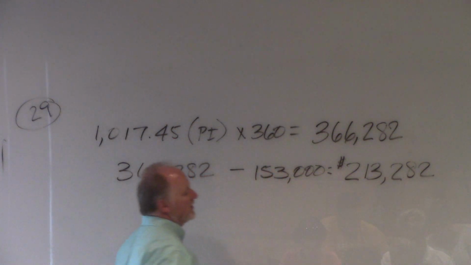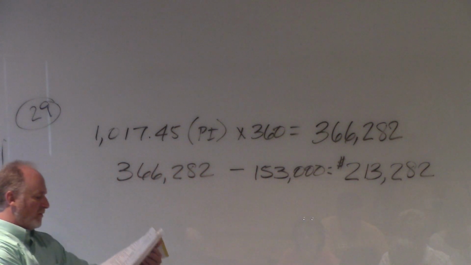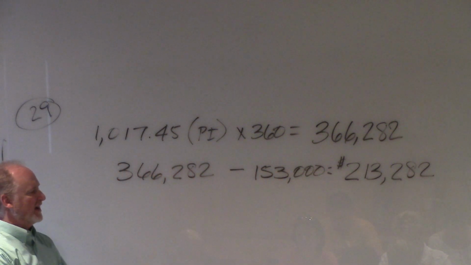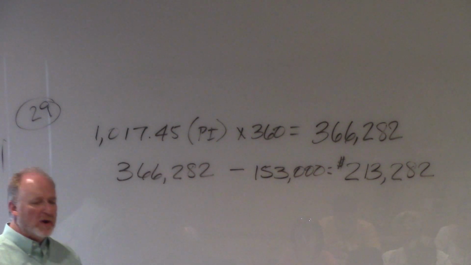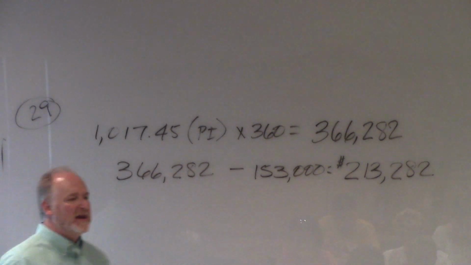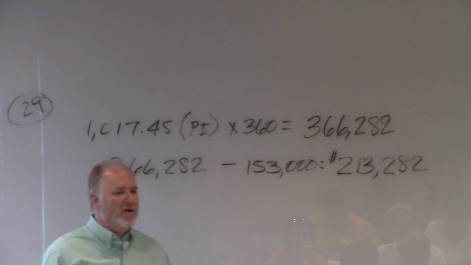You get that answer, and then you look at the answers, and you hope that's one of them. Yeah, I hope it is. I can't see it, but I'll pretend like it is. B? Is that what B says? Okay. 213,282 is the interest paid over the life of the loan.